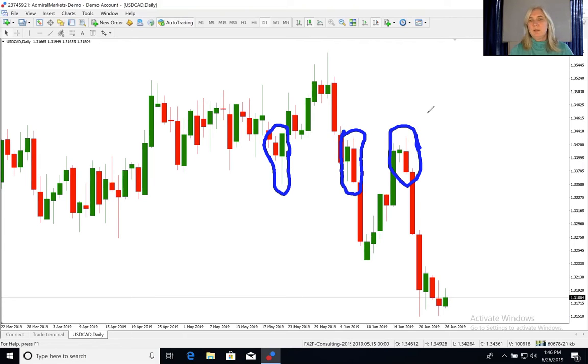So looking at those kinds of bars around significant support and resistance levels, those are the types of setups that would be quite profitable the majority of the time.